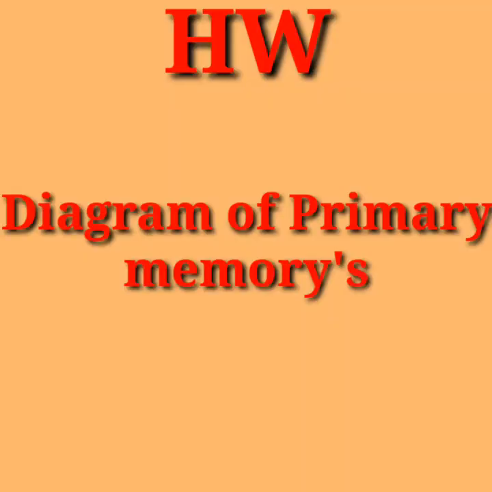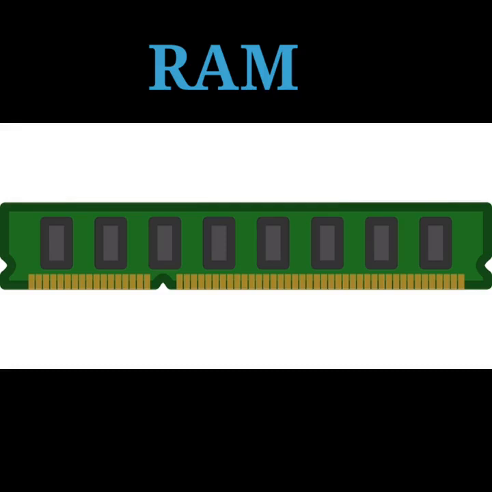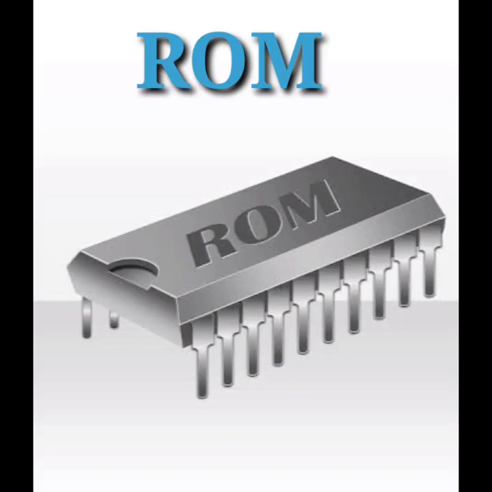Write today's homework on a blank page and write down the question, diagram of primary memories. Then draw a diagram of RAM and then ROM and write their names also, RAM and ROM.